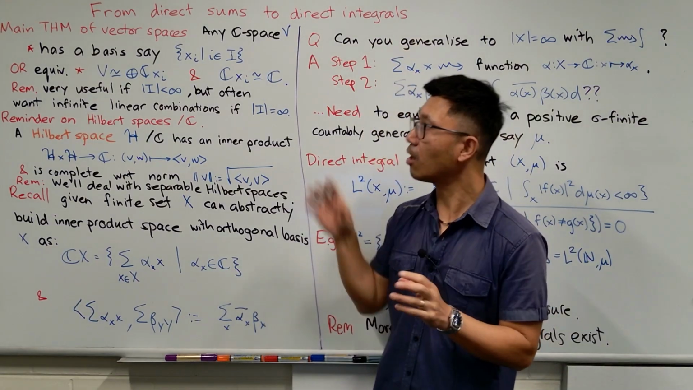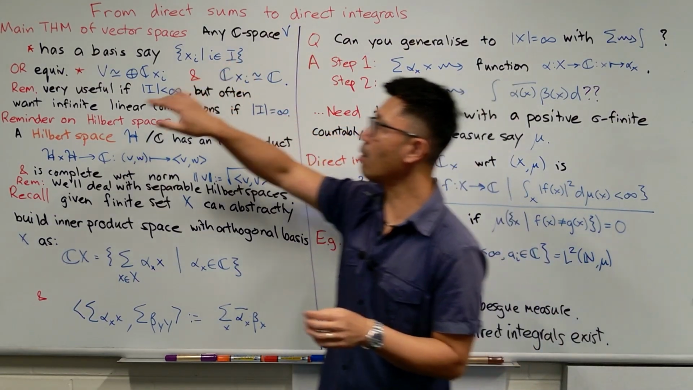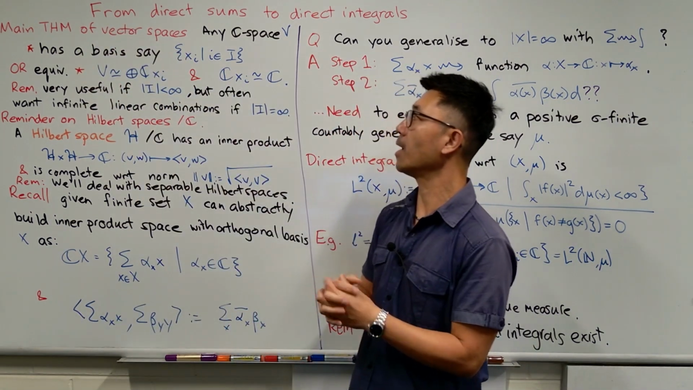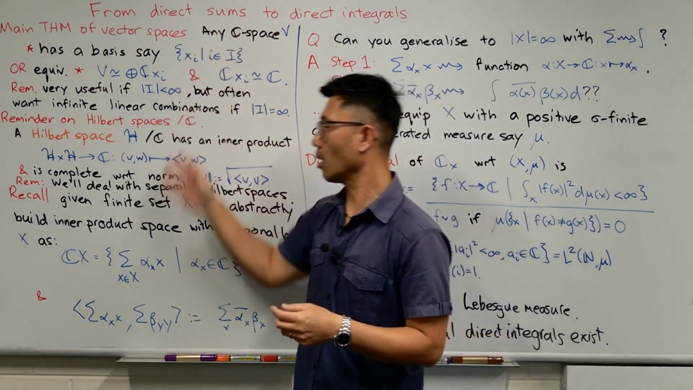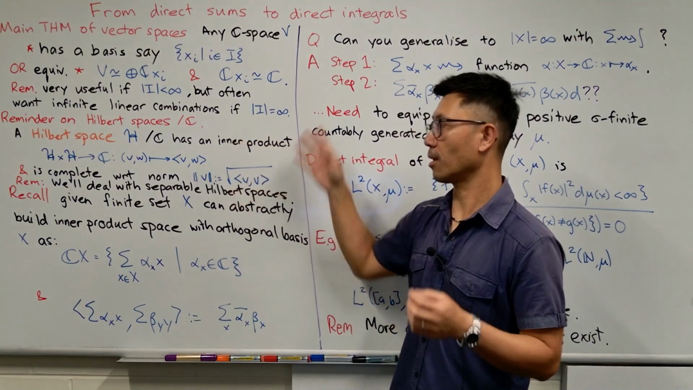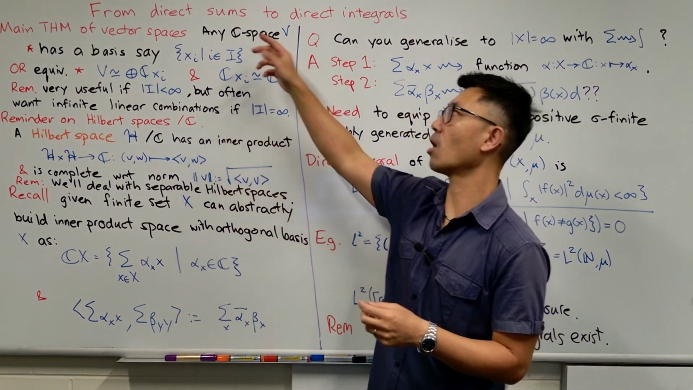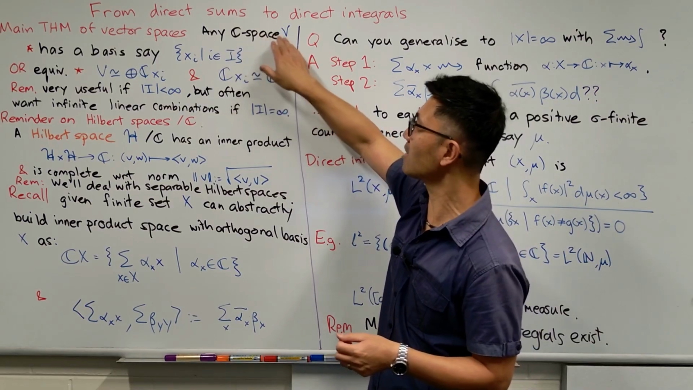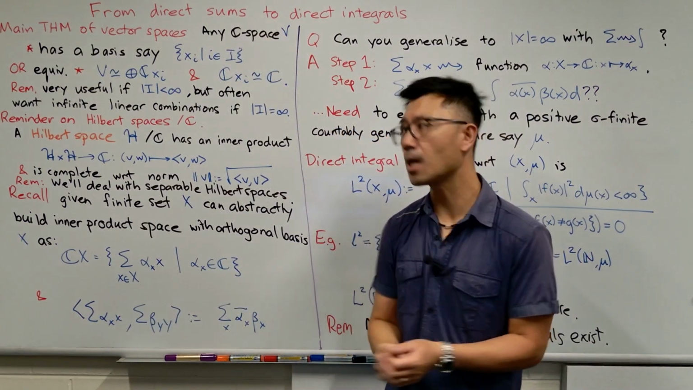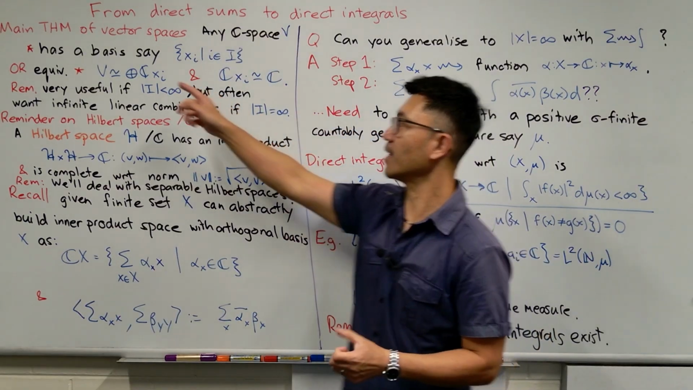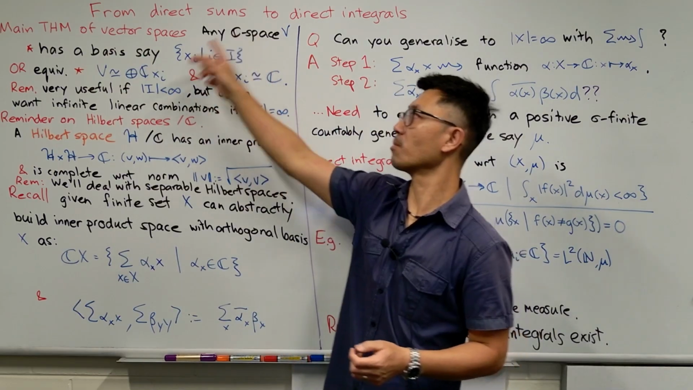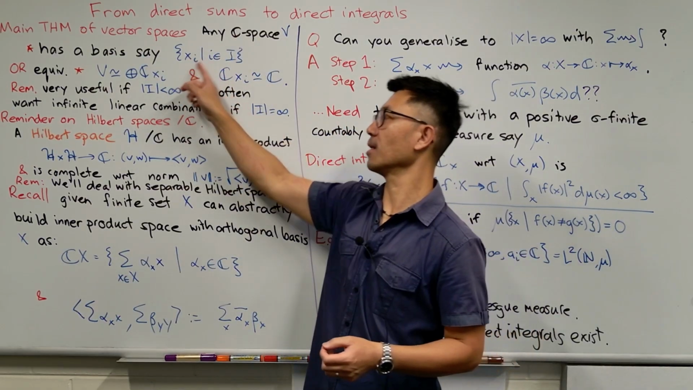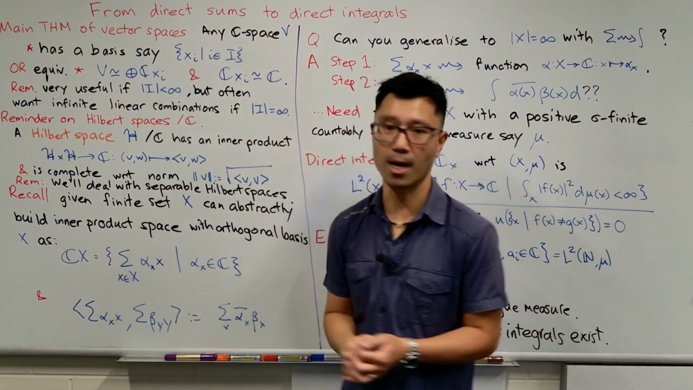Okay, so to kick off this video, I want to talk about the main theorem of vector spaces. And because we'll be working later with things from analysis, we'll just work over the complex numbers. So suppose we're given any vector space V over the complex numbers, then one thing that we know is that it has a basis. So suppose the basis is indexed by the set I, and it's given by the elements xi.